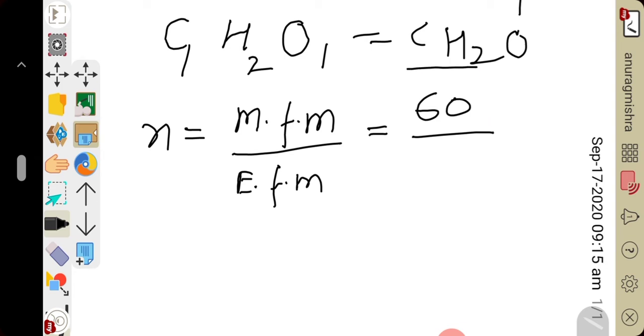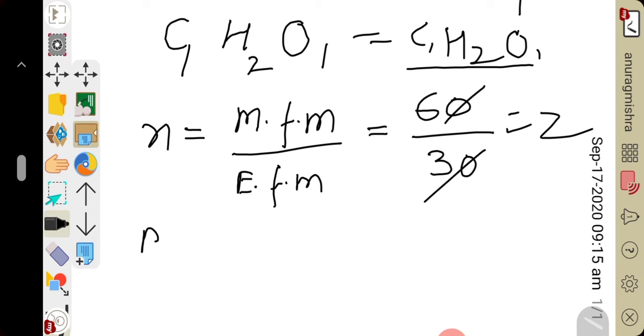Empirical formula mass means the addition of the masses of each element present in the empirical formula, or you can say the sum of the masses of each element present in it. So 1 carbon is present, 2 hydrogen are present, 1 oxygen is present. So the empirical formula mass will be 12 plus 2 is 14, plus 16 is 30. So the value of n is 2.